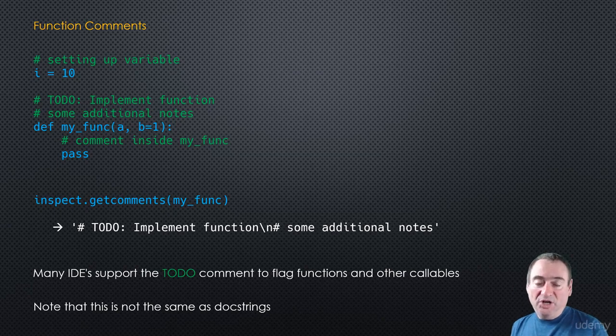Now, just note, these are not the same thing as docstrings, okay? The docstring for my func, so my_func.__doc__, would be empty in this case because there is no docstring. It is a comment, not a docstring.